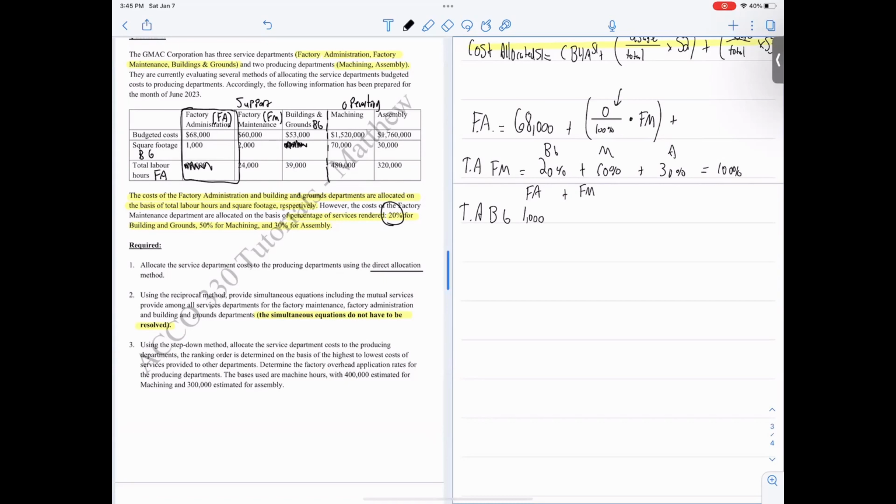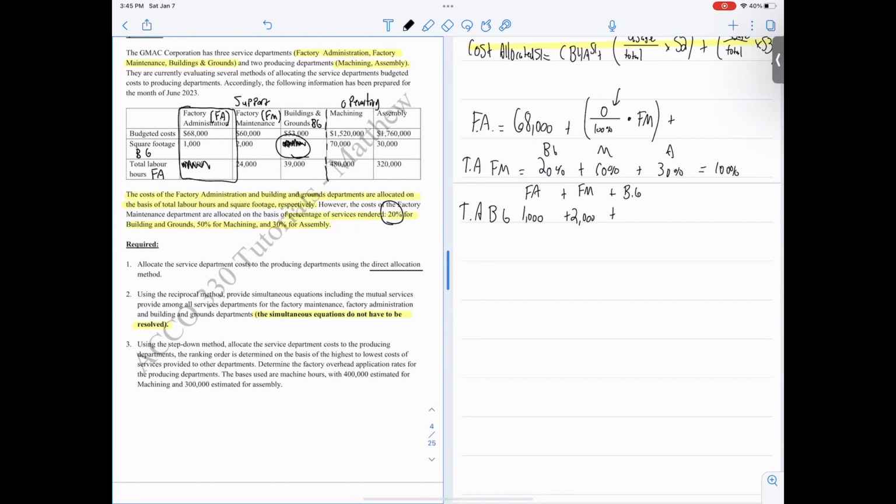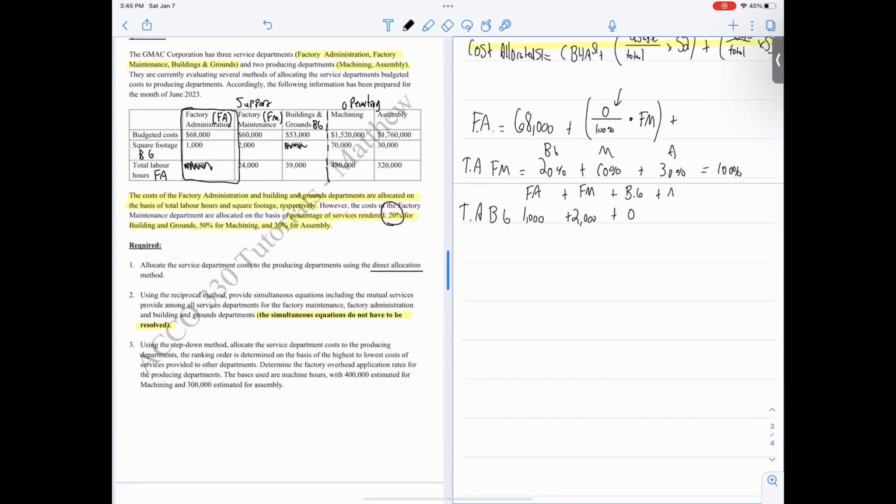Then we have factory maintenance, which uses 2,000 from building and grounds. Now we have building and grounds. How much does building and grounds help building and grounds? You see here building and grounds provides 4,000 square feet to themselves, but you never do any self allocations, so it's 0. Then machining plus assembly gives us our total: 70,000 here, 30,000 here, which gives a total allocation of 103,000.